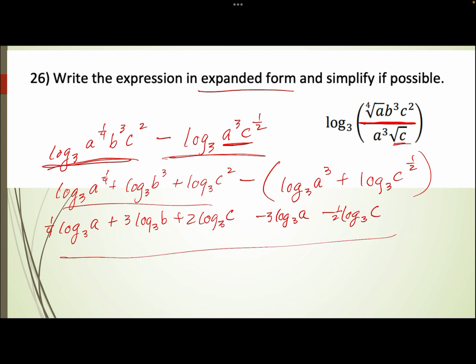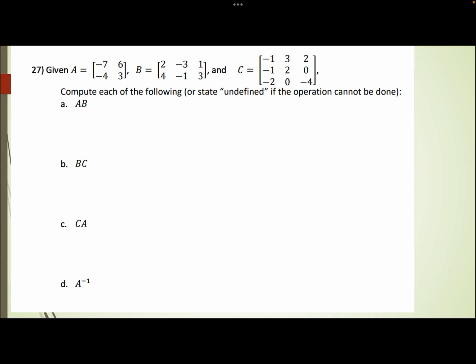And so look at it like this. All the ones that were on the top are positive, and both of the ones on the bottom are negative. So that's your final expansion, okay? This one is just dealing with matrices, multiplying.